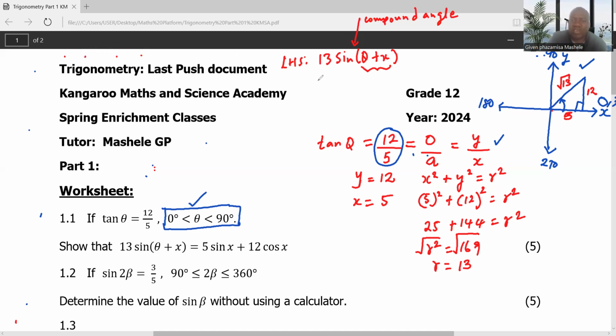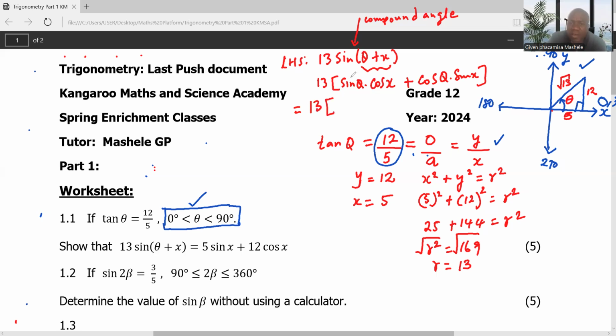So you're going to say 13 into, we expand this. This is sine theta cos x plus cos theta sine x, according to the compound angle. I believe you are following. Then within that, we substitute. Remember, here we're using theta. This is the theta, it's not the x.